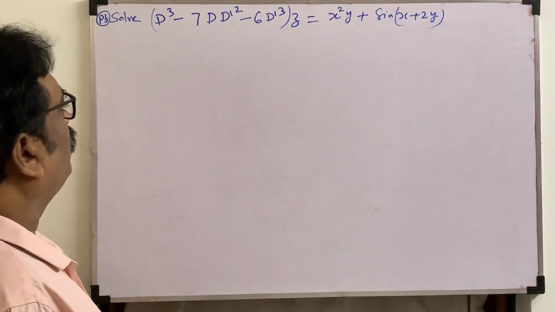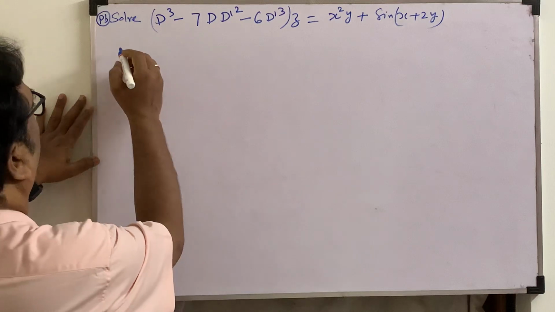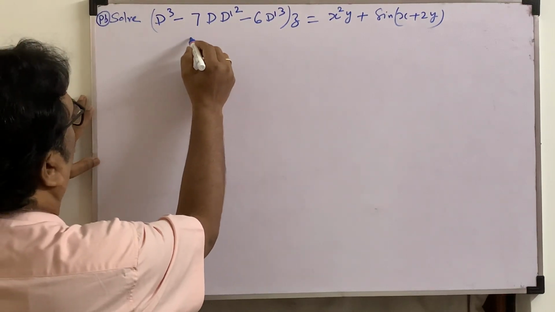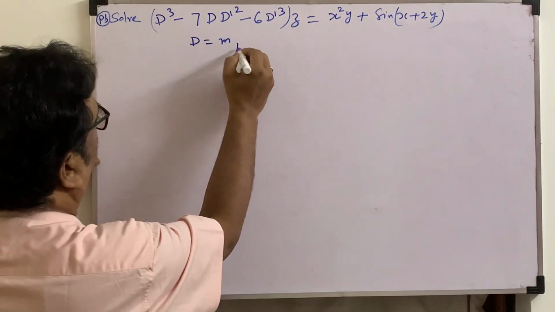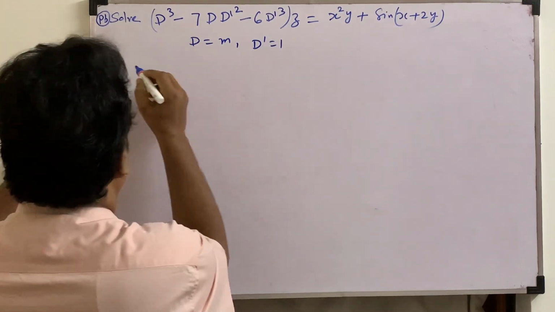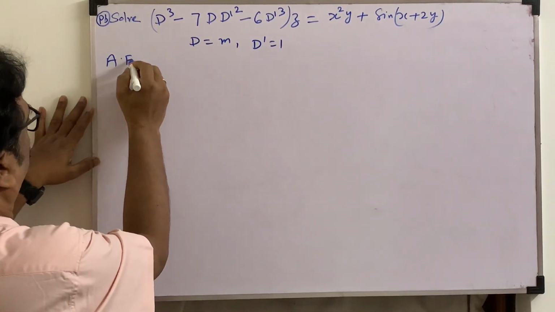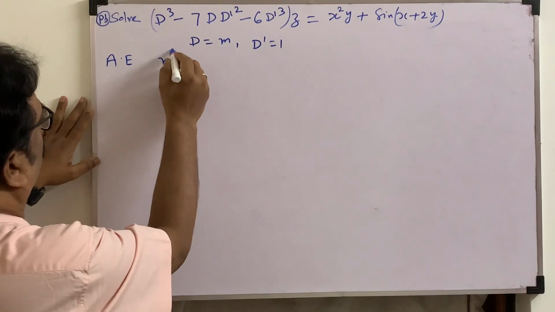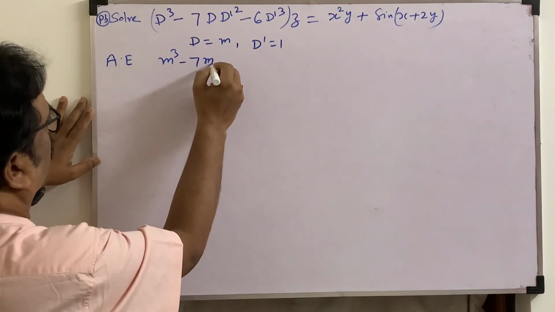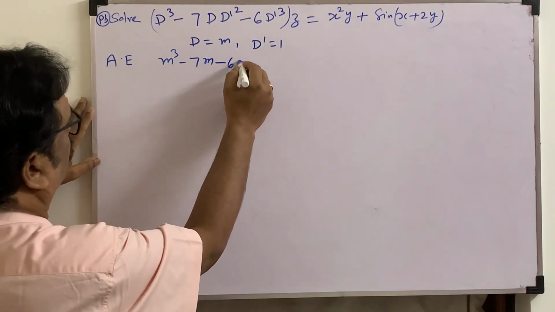So already you know how to write the auxiliary equations. First we write the auxiliary equation. Before this, we will assume D equal to m, D dash equal to 1. Now write the auxiliary equation for us: m cube minus 7m minus 6 equal to 0.